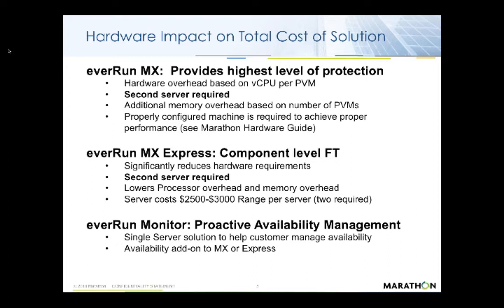And so, being able to lay Everrun monitor on whatever the customer decides to do in terms of providing high availability for their application is going to add that element of proactive availability management and really give them a flavor for the amount of value that Marathon can bring with one of their solutions. And then ultimately, if they decide down the road to add either MX Express or MX Enterprise, or if they've got a DR requirement to add Extend, that's all a conversation that you're able to have with them down the road in terms of upgrading.